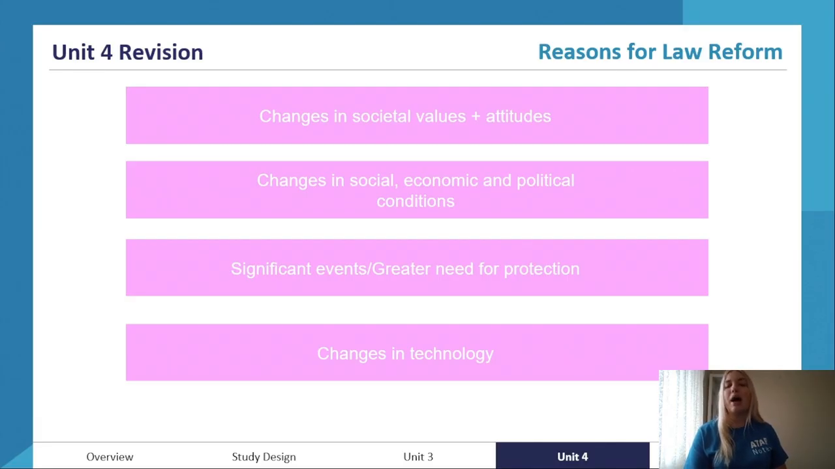So if we don't have COVID anymore, we don't need to wear masks and have a curfew and limit time we spend outside. Significant events or greater need for protection. In circumstances of war, people might be drafted to be part of the military and go to war, for instance.